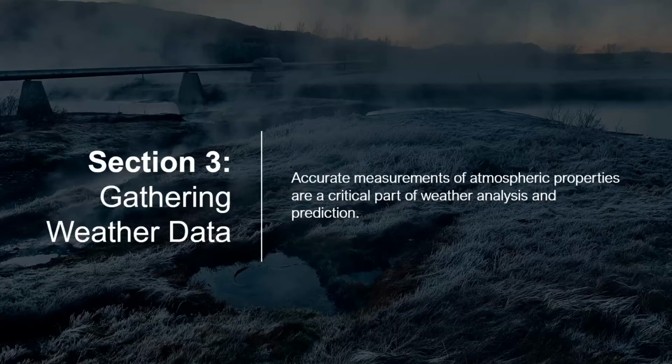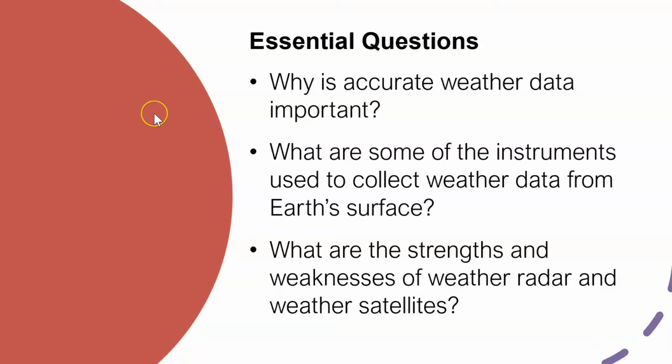Hello, in this video we're going to be talking about Chapter 12, Section 3, which includes gathering weather data. Our goal for this section is to understand that accurate measurements of atmospheric properties are a critical part of weather analysis and prediction. Your essential questions for this section include these three questions.